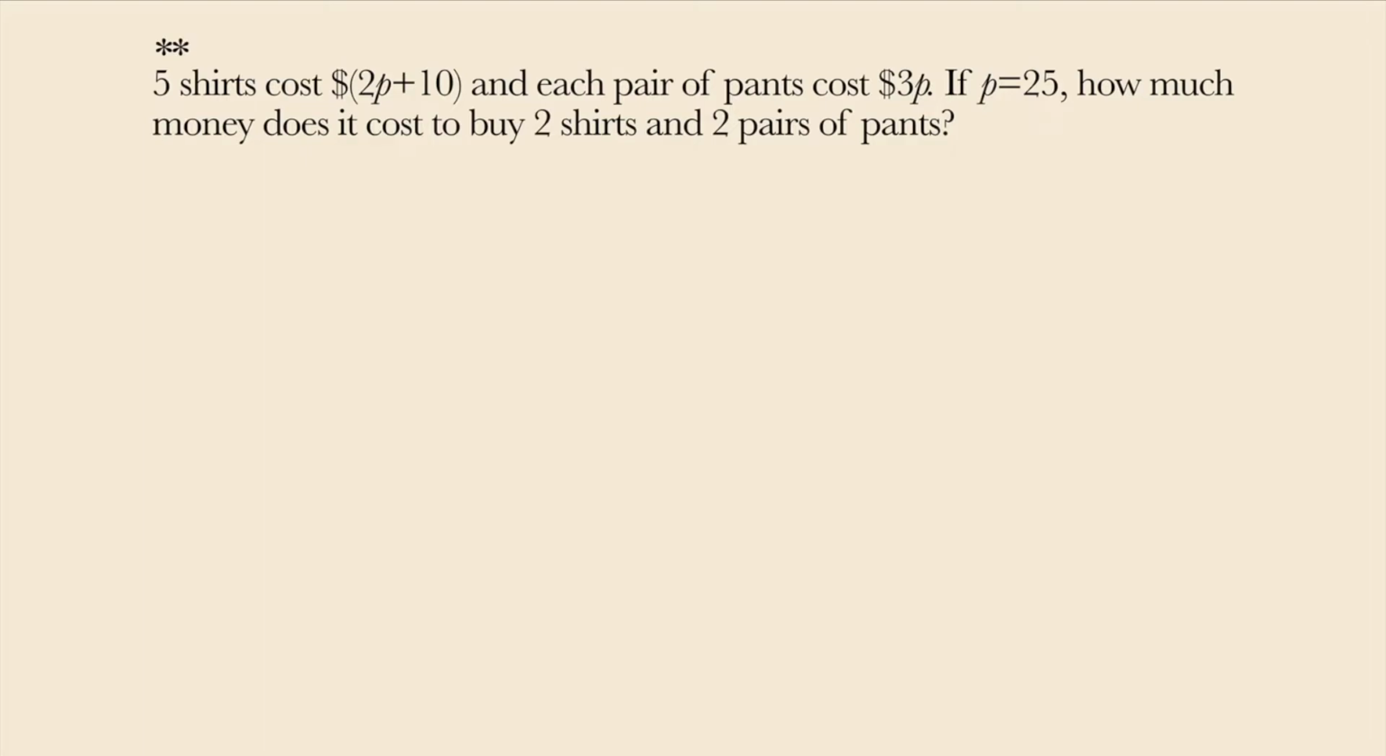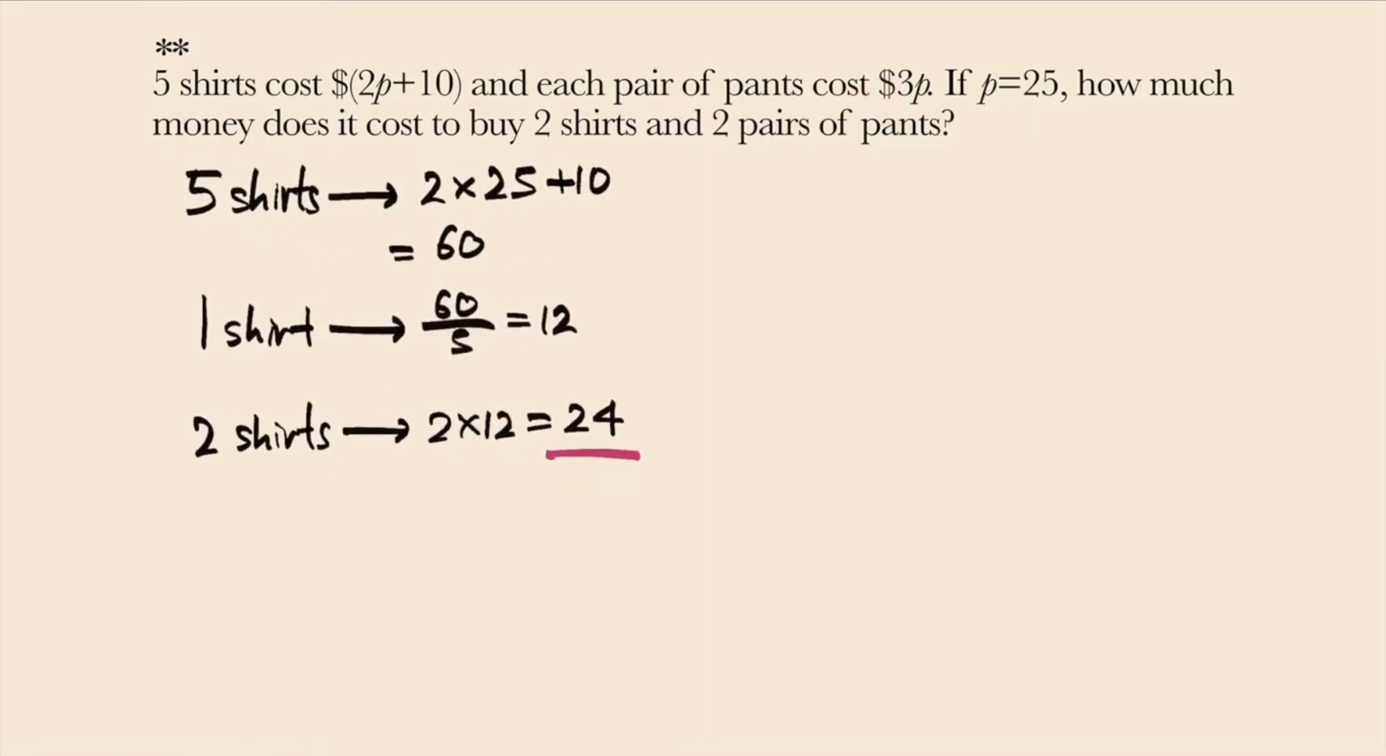5 shirts cost this amount and a pair of pants cost this amount. If P equals 25, how much does it cost to buy 2 shirts? So we currently have the expression for 5 shirts and 2 pairs of pants. We're just going to multiply this by 2. Anyway, 5 shirts cost this amount if we sub P equals 25. So working with the real number is much easier than the expression.